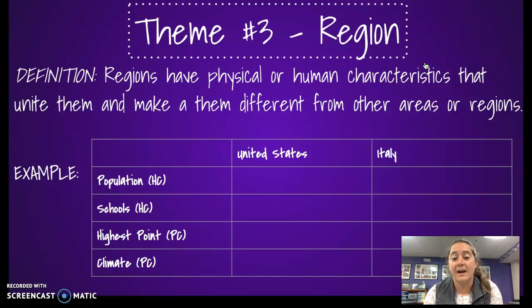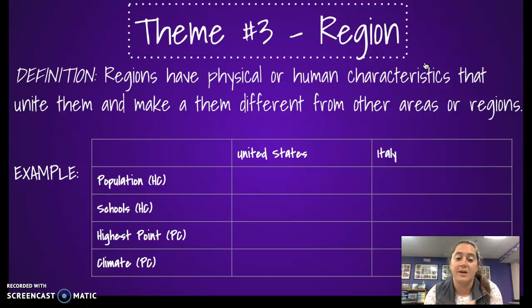Okay, well then I know that Italy has to be in my table, my compare and contrast, and I know I need to have another country to compare to Italy. So I randomly picked the United States. Then I know I need to have at least a few human characteristics and a few physical characteristics to compare and contrast the two countries.